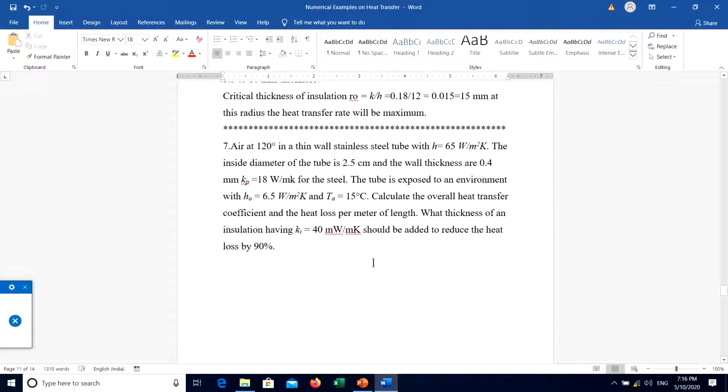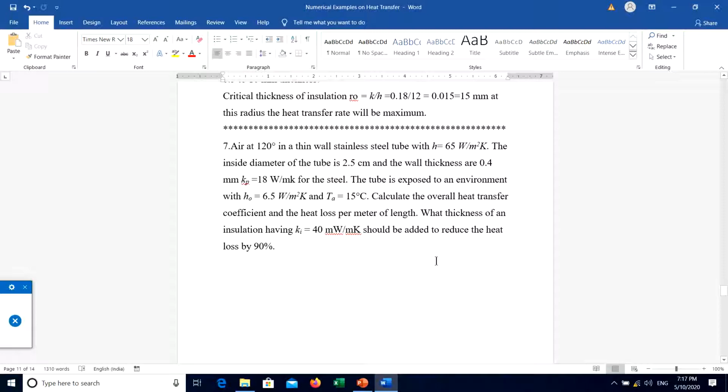Now this is the last problem, problem number 7. Air at 120 degrees Celsius is flowing through a thin walled stainless steel tube with h equal to 65 watt per meter square Kelvin. So hi is given. The inside diameter of the tube is 2.5 and the wall thickness is 0.4 mm. The thermal conductivity of the pipe material is 18 watt per meter Kelvin and the tube is exposed to an environment with ho 6.5 watt per meter square Kelvin, and ambient temperature is given as 15 degrees Celsius. So we have to calculate the overall heat transfer coefficient and the heat loss per meter length.